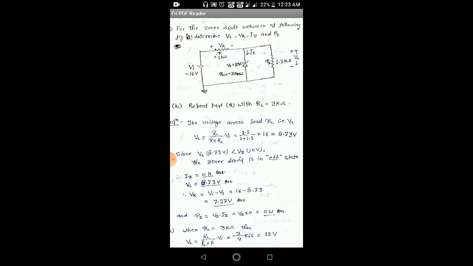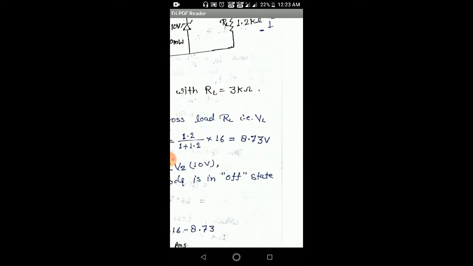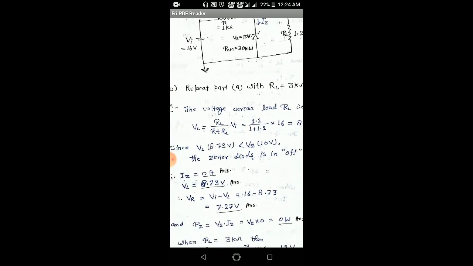Here we can see the voltage across RL, that is VL, can be obtained by the voltage divider rule. That will be VL equal to RL upon R plus RL into VI. So put the values: RL equal to 1.2 upon 1 plus 1.2 multiplied by 16, that is the supply voltage. So we can find the value of VL, that will be 8.73 volt.